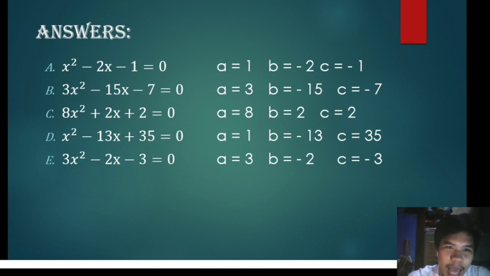Okay, we could have 2 points for this and 1 point for each value. So each item must have 5 points each. So 2 points for the equation written in standard form, 1 point for the value of A, 1 point for the value of B, and 1 point for the value of C. So total we have 25 points.